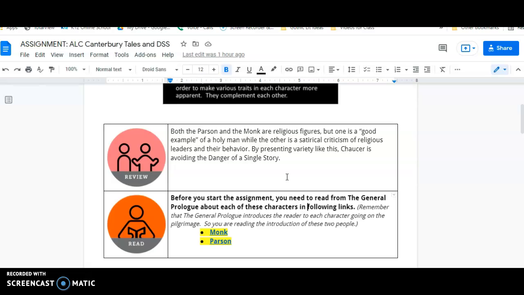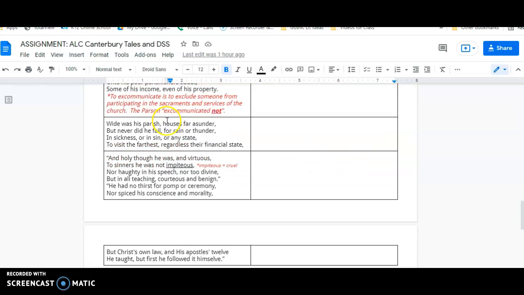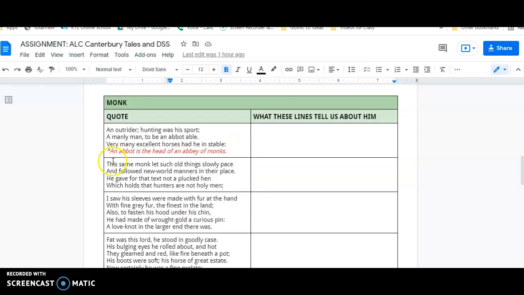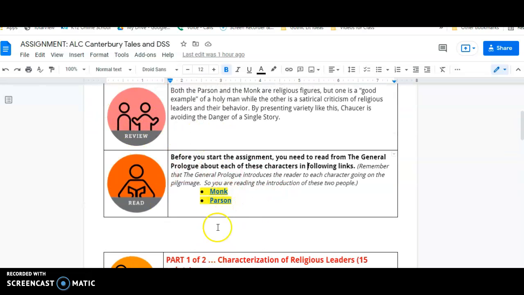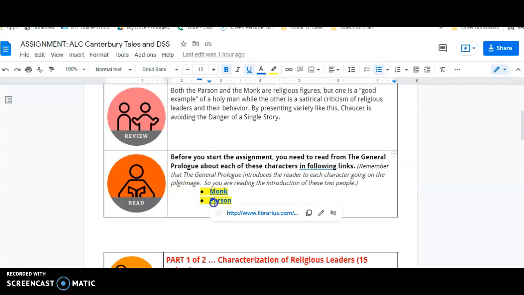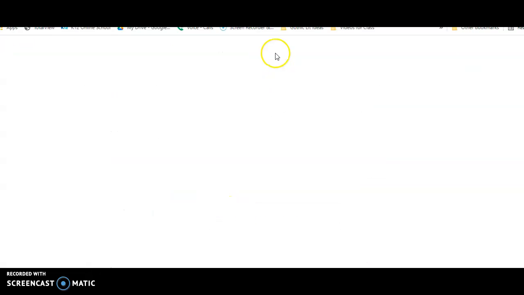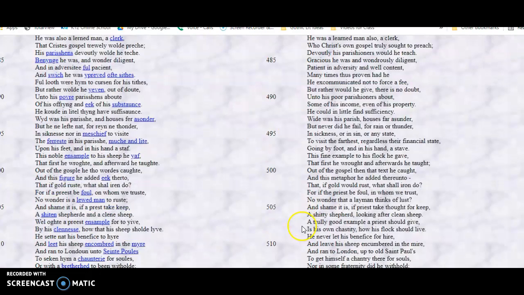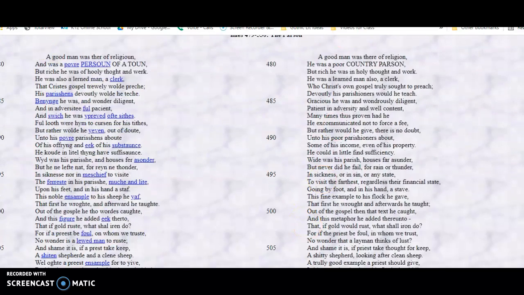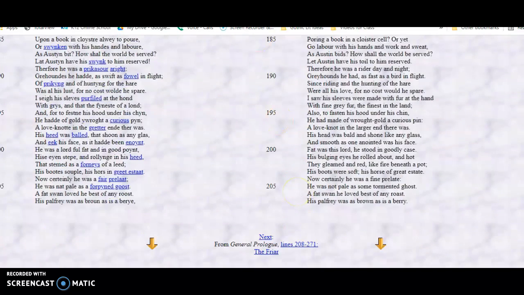So before you even start this assignment, do not skip down to these parts, okay? You are not going to do well in them unless you complete this in order. So the first thing you need to do is read the part from the general prologue about both the monk and the parson, okay? They're not very long. We're talking a page each, okay?